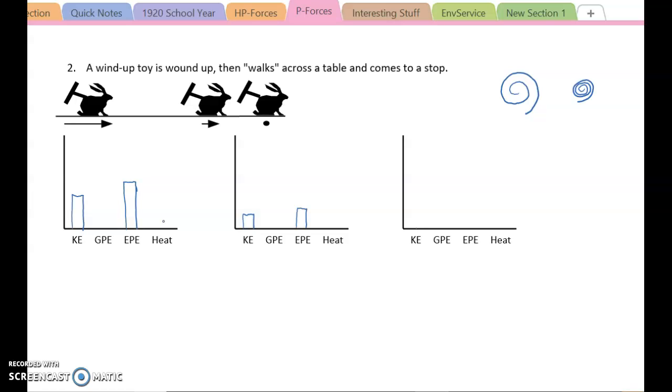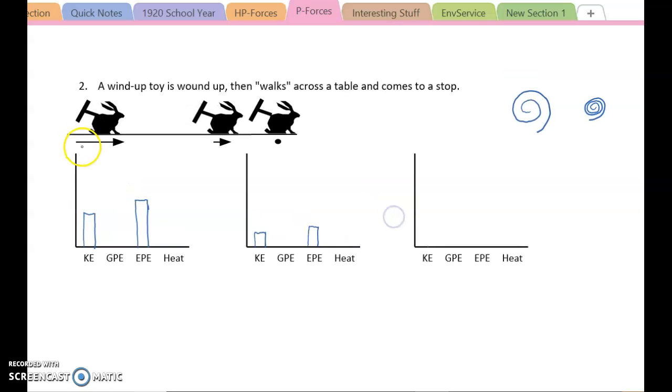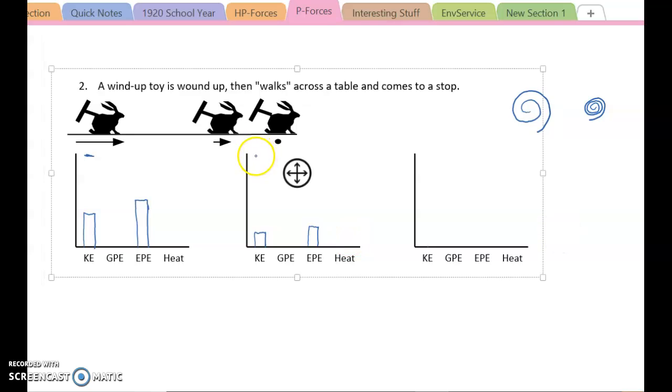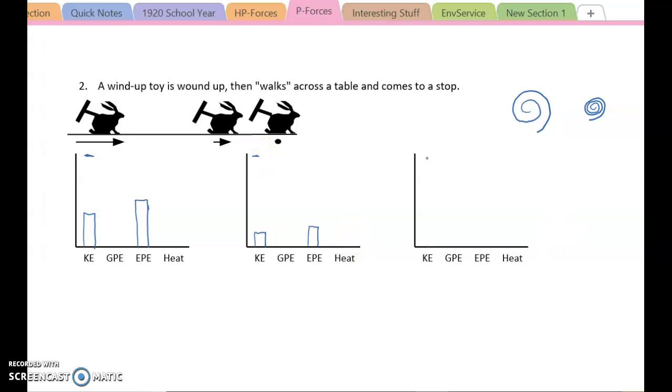So I'm going to imagine stacking this EPE bar on top of this KE bar in the first frame. And I can see that the total energy comes to about here. So I want to make sure in my other graphs that my total energy will come to about this level. You can see I'm marking it on each graph. I'm just ballparking it. So I'm guessing then that the heat bar in this graph should be about this tall. I think if I stack those together, they'll reach to about this height. And in the last bar chart, all of the energy is heat. So my heat bar is this tall.